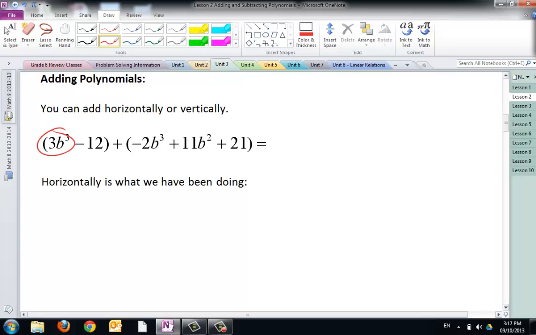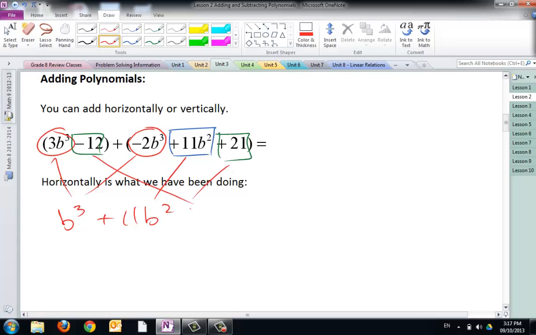So one more time, it's 3b squared minus 3b cubed minus 2b cubed plus 11b squared, and then minus 12 and plus 21. By doing the combination in this way, I am doing this horizontally. So 3b cubed and minus 2b cubed is b cubed plus 11b squared, and then this one is going to be plus 9. So doing it that way, that is doing it horizontally.